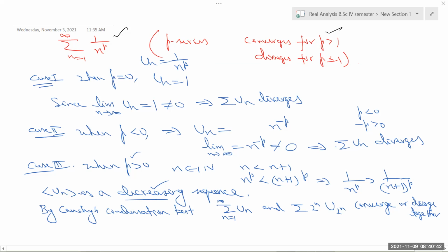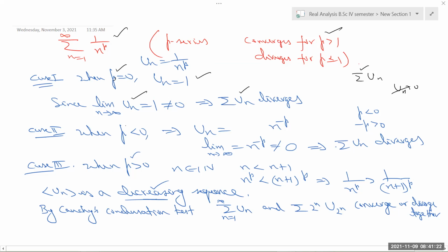Look, when p is 0, then un will be equal to 1. We know the necessary condition for a series summation un is that the limit of un must be 0. Then we will further check whether the given series is convergent or not. But if the limit of un is non-zero, then I can directly conclude that the series will be divergent. So for p equal to 0, this series is divergent because the limit of its nth term is not 0. So I can conclude that the series is divergent in case p equal to 0.